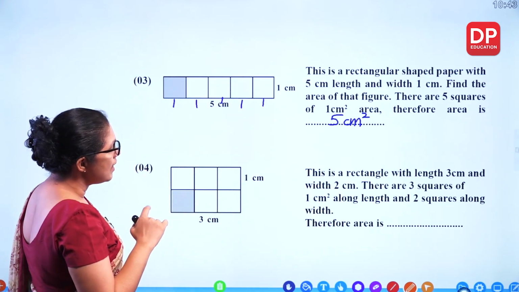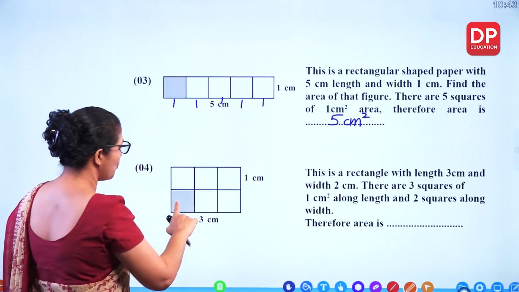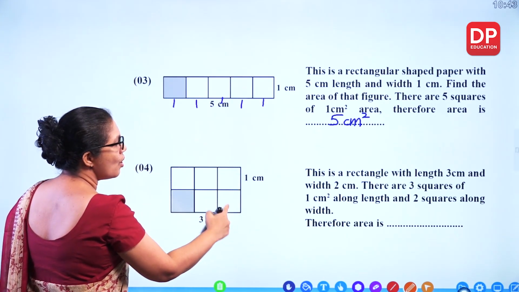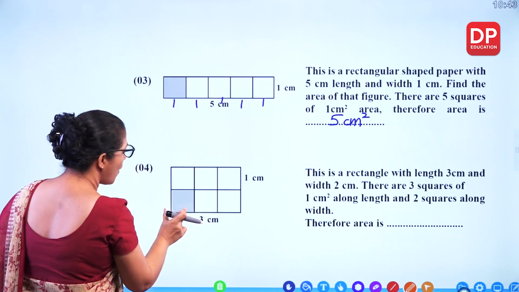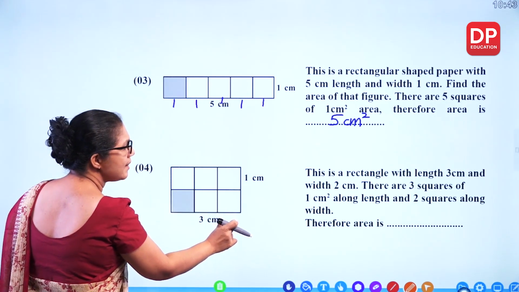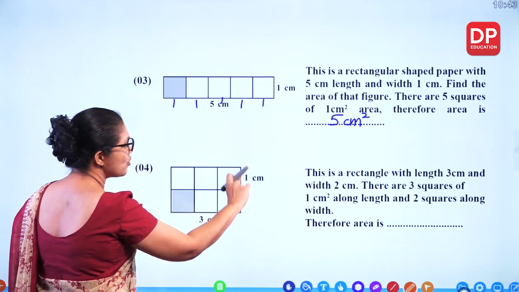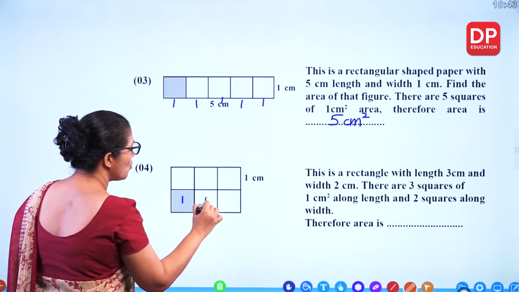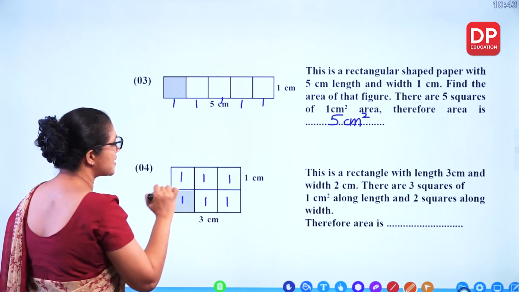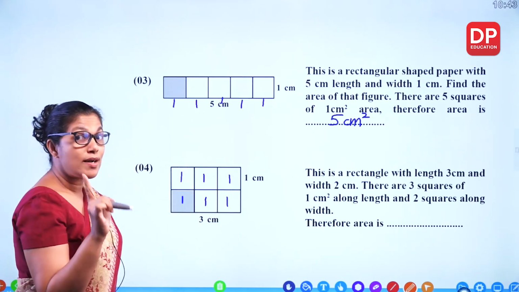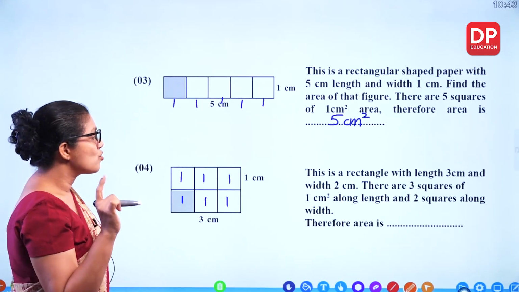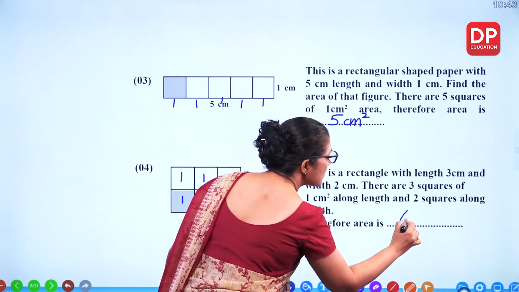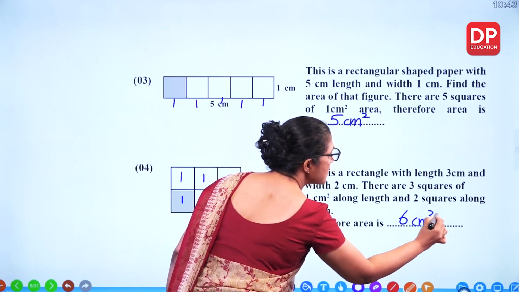Look at this one. This is a rectangle with length 3 and width 2. This side 2. There are 3 squares of 1 square centimeter here along length and along width there are 2. So how many squares are there? 1, 2, 3, 4, 5, 6. 6 one centimeter squares are there. So what's the area of this shape? 6 square centimeters.